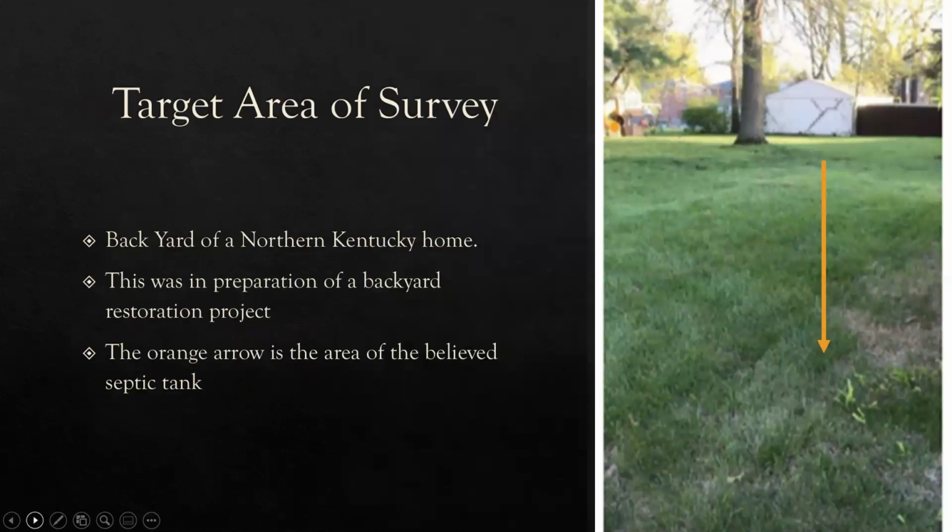So for my electroresistivity survey, I did this in a backyard of a Northern Kentucky home. It was actually in preparation for a backyard remodeling. They wanted to possibly put a pool back here, if not just have a really nice patio. And the thing about this area is that there is an abundance of tubes that go from the center of the backyard into the house. So we do believe that there might be a septic tank in this area, and this orange arrow is actually pointing to it.